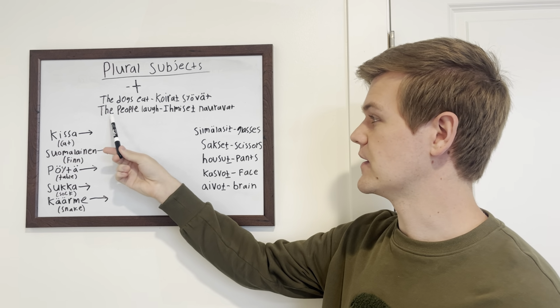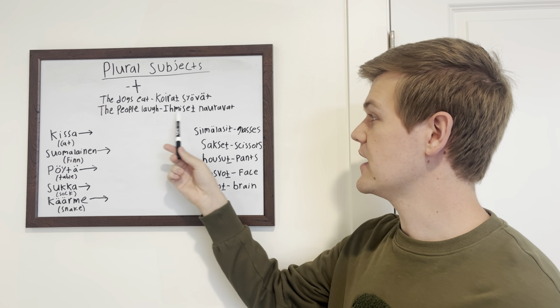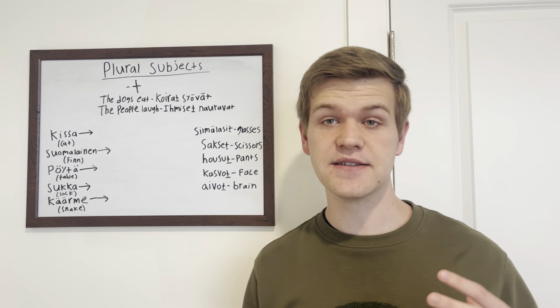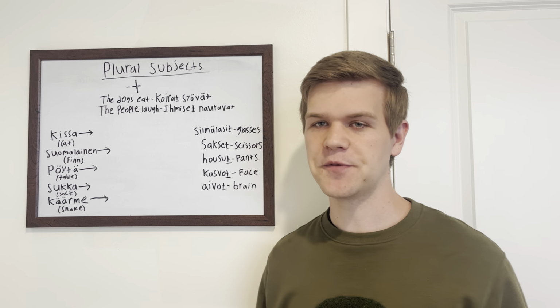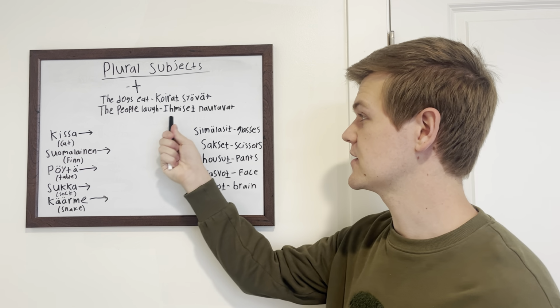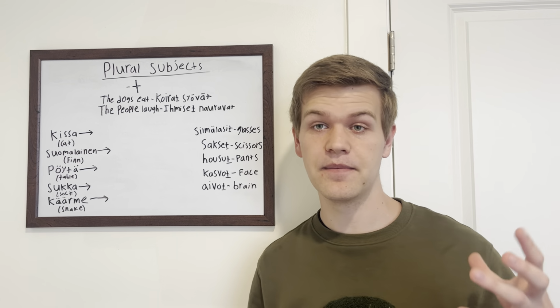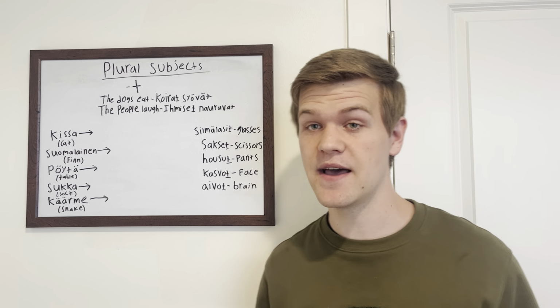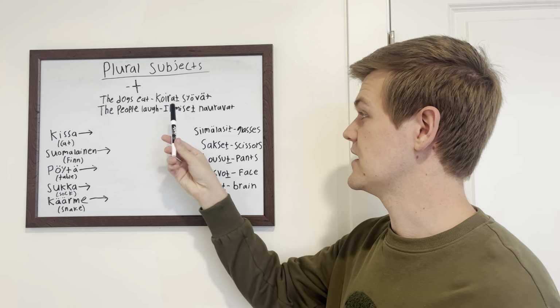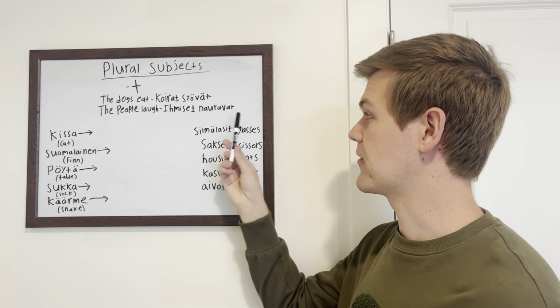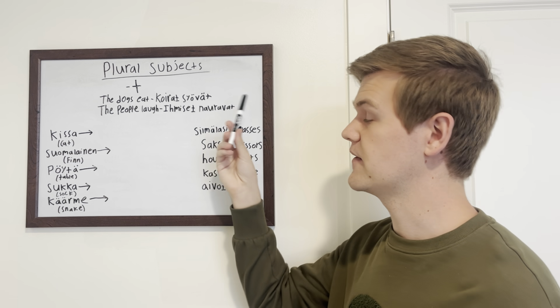Another example, with the people laugh, I have ihmiset, because ihminen is the word for person. We want to make that plural when it's the subject, so we find the stem. The stem of ihminen is ihmise, and then we just add a T. So ihmiset nauravat, and koirat syövät.